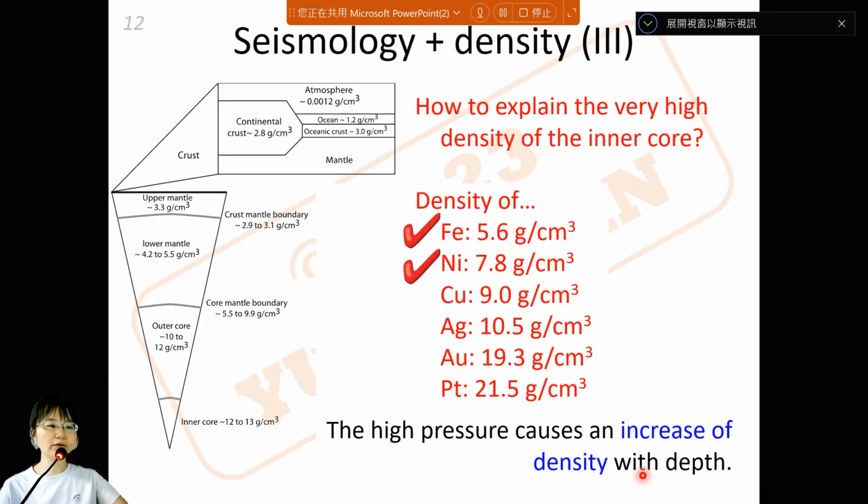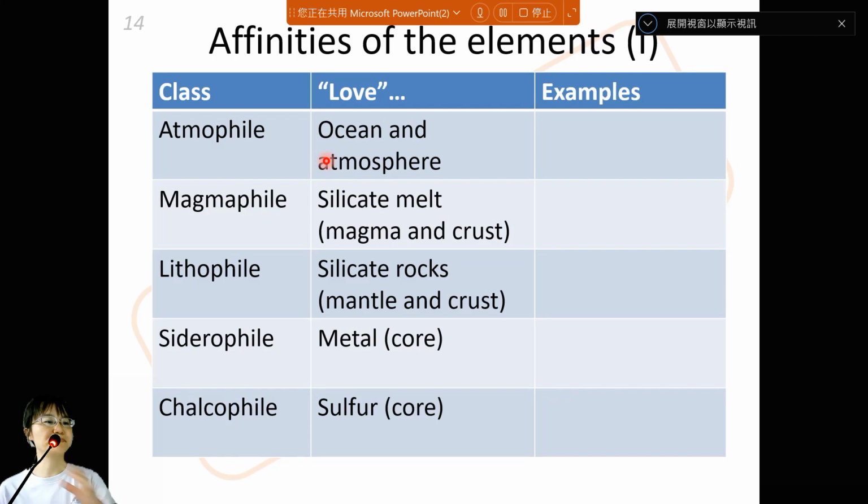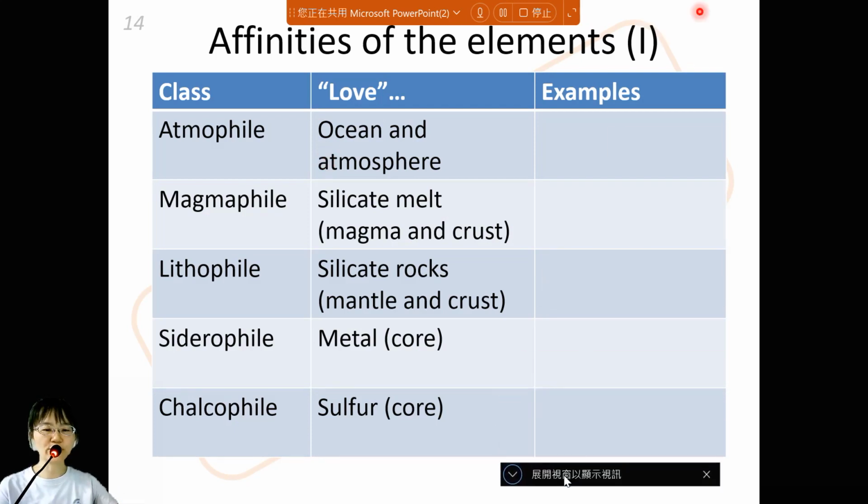So now we know the bulk parameters of the different layers. We know their density from seismology. The next question is, how do we know the chemical composition of each layer? We need to quickly go through these different files.